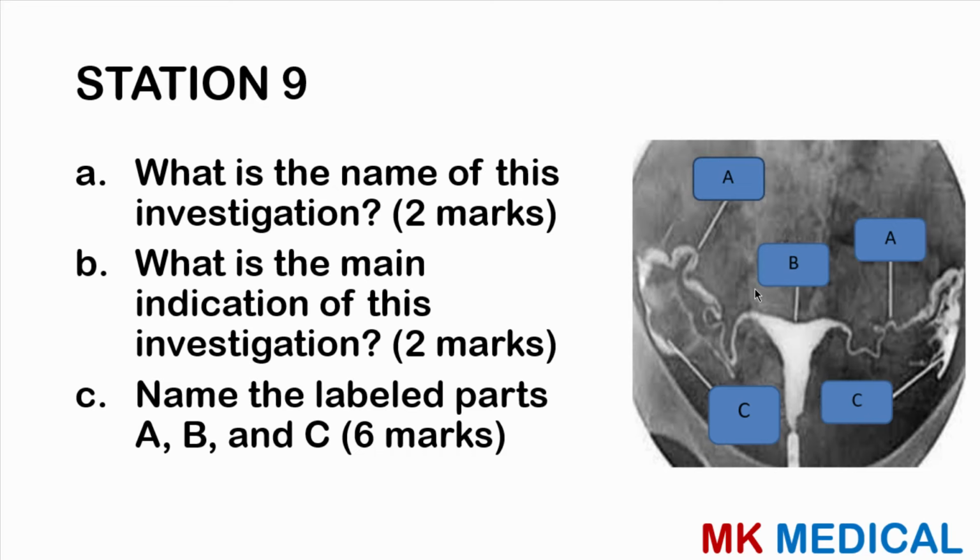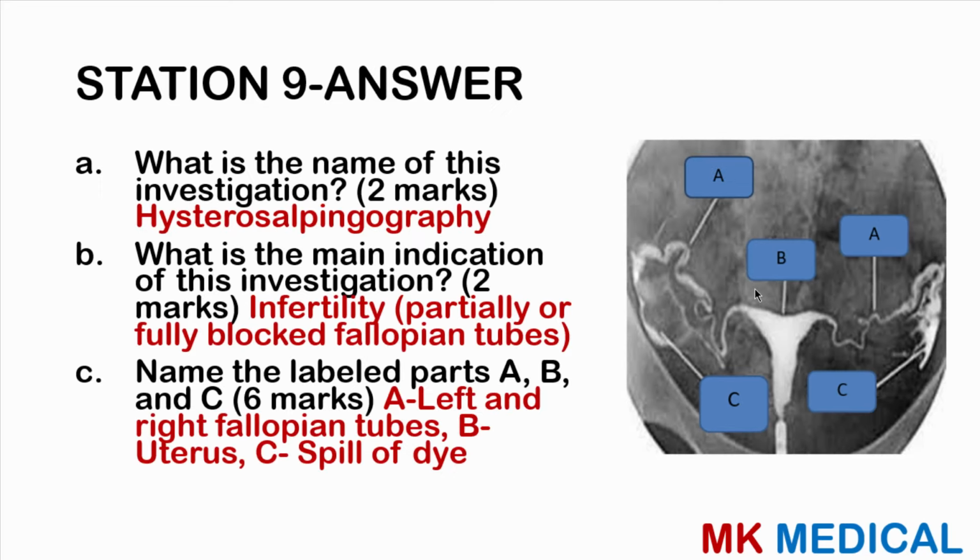And here comes the answer. So this is obviously a hysterosalpingography, and it's most commonly used in infertility, where we are able to judge whether there is a partially or fully blocked fallopian tubes. Then name the labeled parts A, B, and C. So A are both the left and the right fallopian tubes. B is the uterus. C is the spillage of the dye.